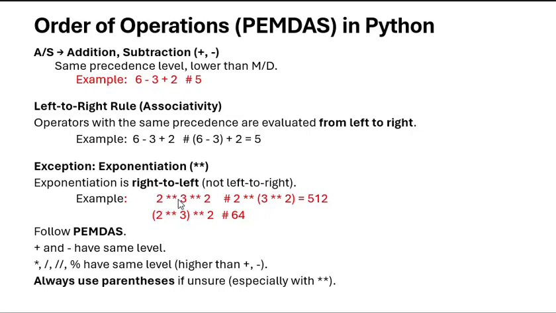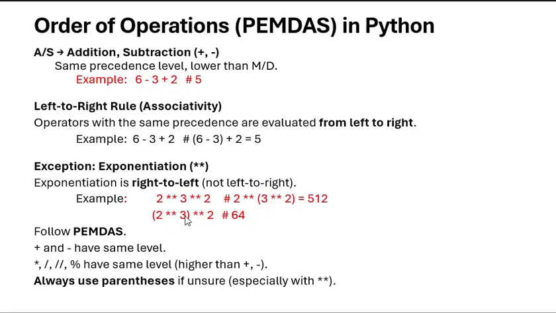2 exponent 3 exponent 2. In this case, you have to follow from right to left, which is 3 exponent 2. It will be 9. Then you have to do 2 exponent 9, it will be 512. Got it? If they have given the brackets, what do you have to do?